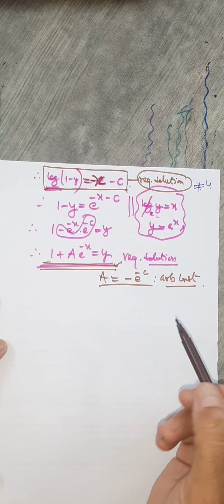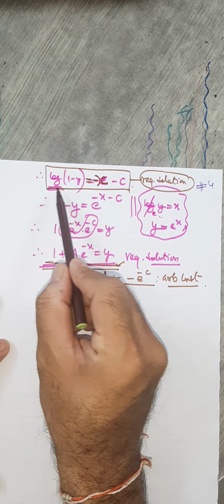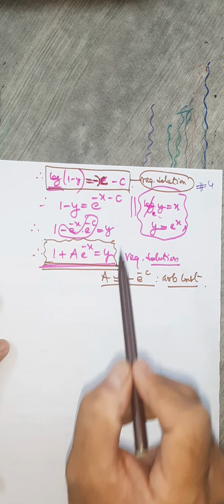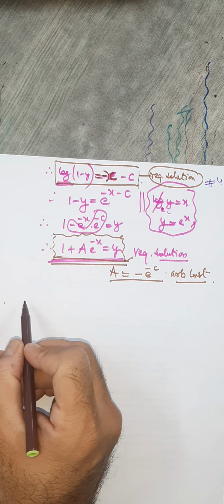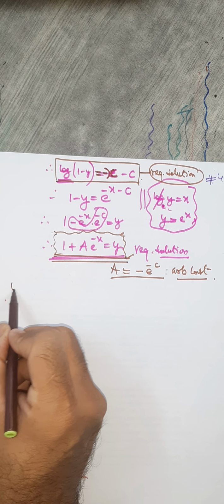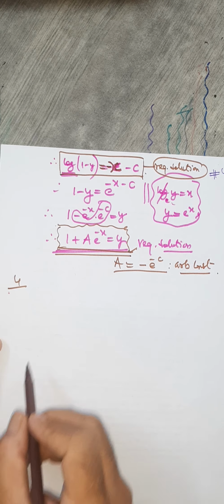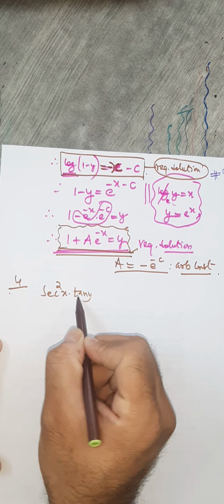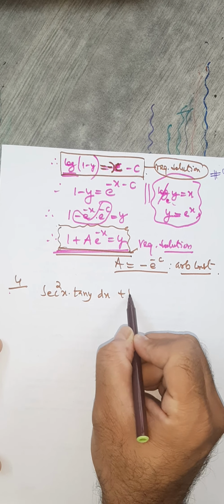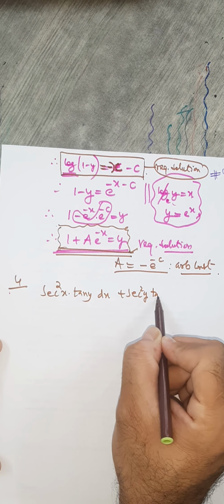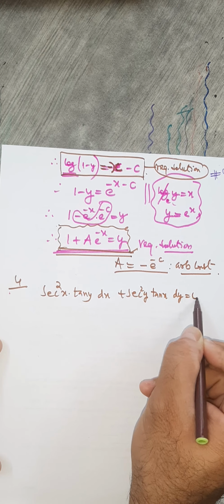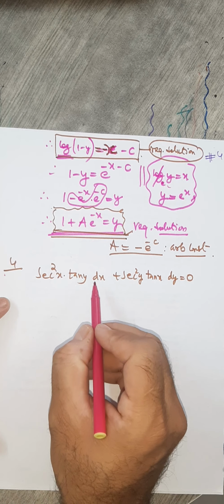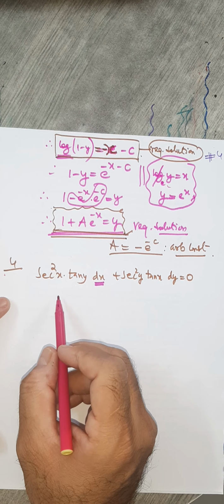So sometimes this happens in questions of differential equations. If you leave it here and then look at the answer at the back, it might look different, but ultimately they are the same. Remember. Question number 4. Fourth question. Okay. Sec square x into tan y into dx plus sec square y into tan x into dy equals to 0. So we separate the variables. You know how do we separate the variables? All the x terms should come beside dx.